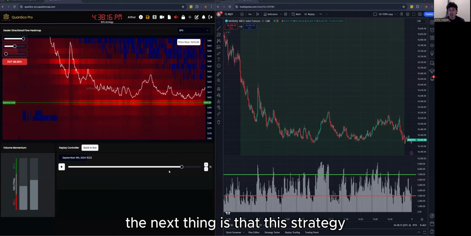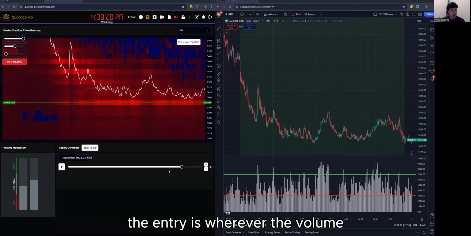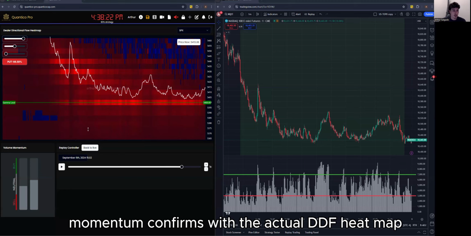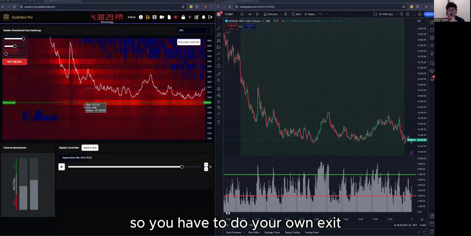The next thing is that this strategy only gives you the entry and the stop. The entry is wherever the volume momentum confirms with the actual DDF heat map, and the stop is at the highest high or at the lowest low. So you have to do your own exit. You decide when to actually exit.